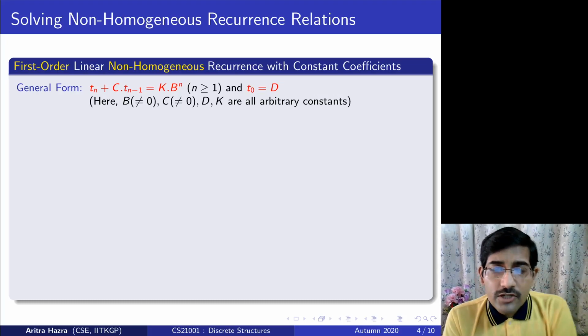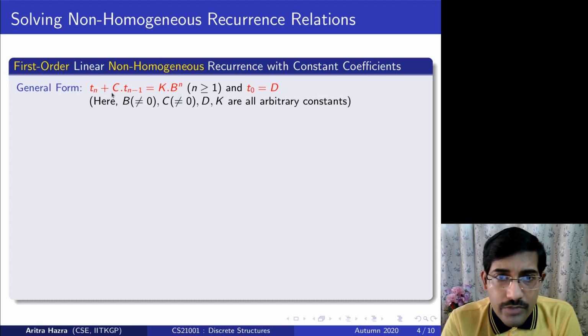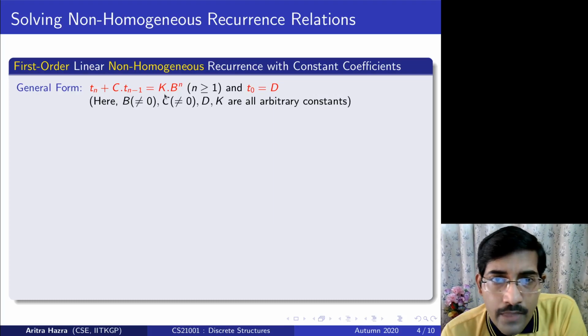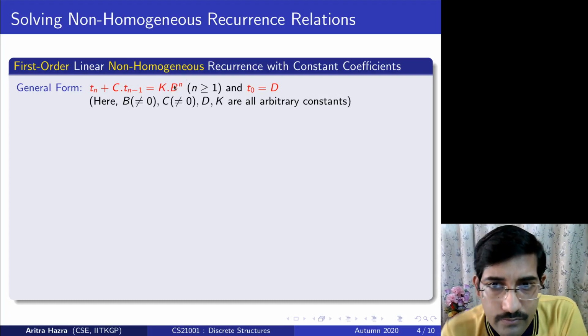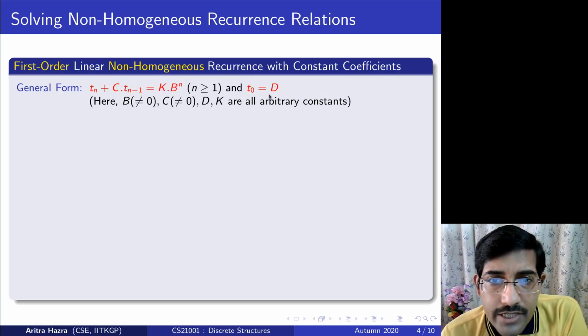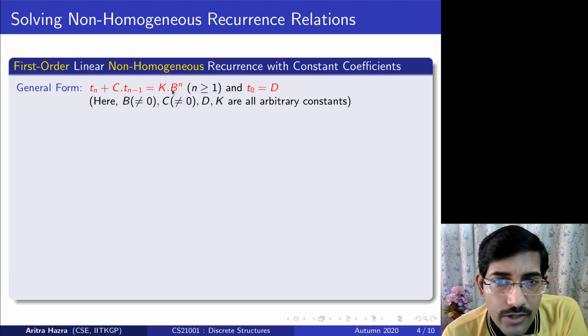So for the first order linear non-homogeneous recurrence with constant coefficients, which is of this form, linear because the terms are linear, constant coefficient because all recurrent terms have constant coefficients, non-homogeneous because the function it has is non-zero, added to the recurrent terms, with a base condition equal to D. Your B and C cannot be equal to 0 because otherwise your function is homogeneous. If your B is 0 and C is 0, it doesn't mean that it is a first order recurrence.